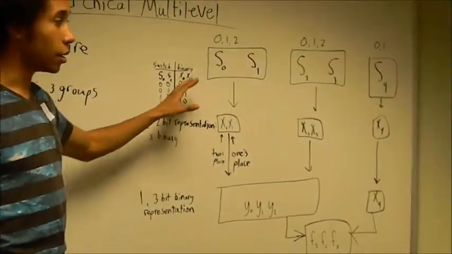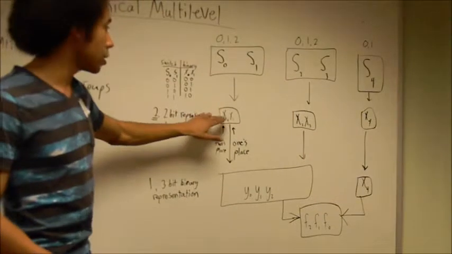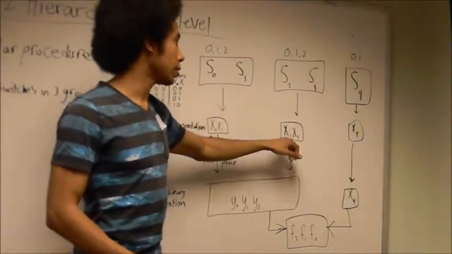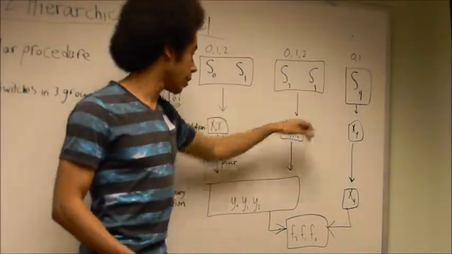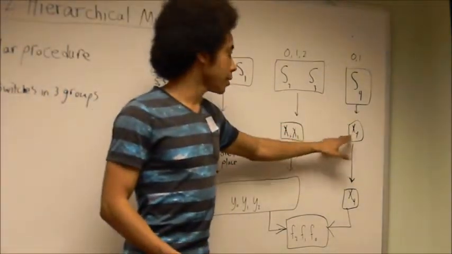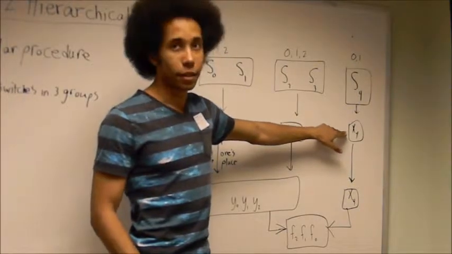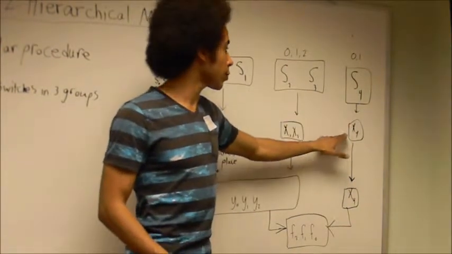in order to get a function of x0 and x1 in terms of s0 and s1, and then another function of x2 and x3 in terms of s2 and s3. This one doesn't actually change. It's already sort of in binary. It's just to really emphasize that it's in binary and not a switch anymore.